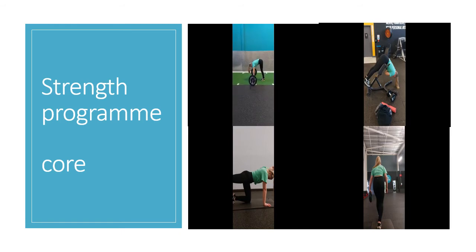Ab wheel rollouts can also be used using the barbell. Assume a press-up position and then extend at the shoulders until there is tension from the back and arms and then bring the bar back to the original position. This can be regressed by using the rollout wheel and only performing the concentric phase, or progressed by using the rollout wheel and performing both concentric and eccentric phases.